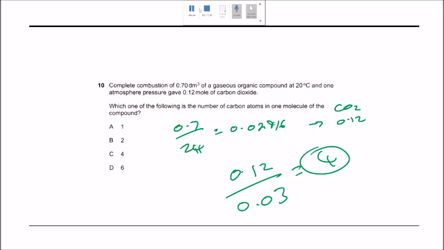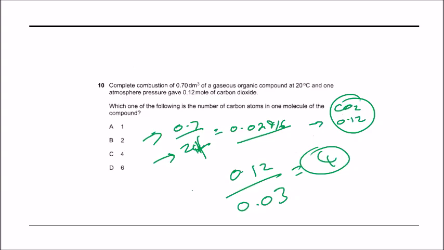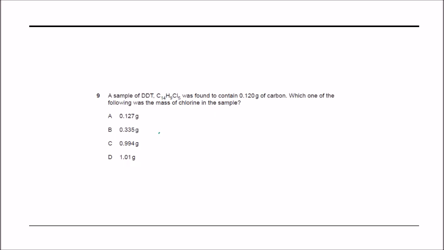So this time we were working out the number of moles of the gaseous organic compound, which was 0.7 decimeters cubed. 0.7 decimeters cubed over 24, which is the gas molar volume, the volume of a mole of a gas at 20 degrees Celsius and 1 atmosphere of pressure, and that gave us 0.02916. Moles of carbon dioxide we were told in the question. So if I do my 0.12 divided by 0.03, it comes out pretty much the same whether I round it up or not, and that gives me an answer of 4. So there must be 4 carbons in every mole of that particular hydrocarbon.